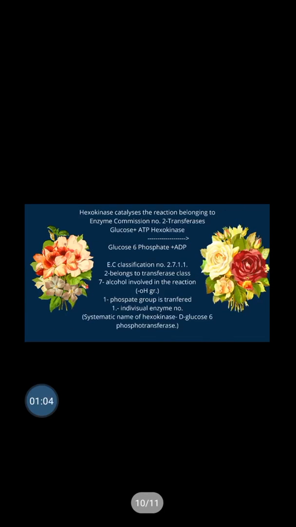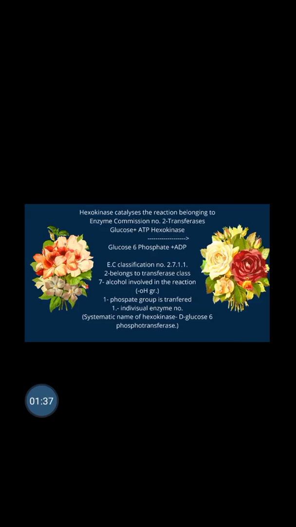Next, hexokinase catalyzes a reaction belonging to Enzyme Commission number 2, that is transferase. The reaction is given below. Glucose reacts with ATP in the presence of hexokinase enzyme to produce glucose 6-phosphate plus ADP molecules.